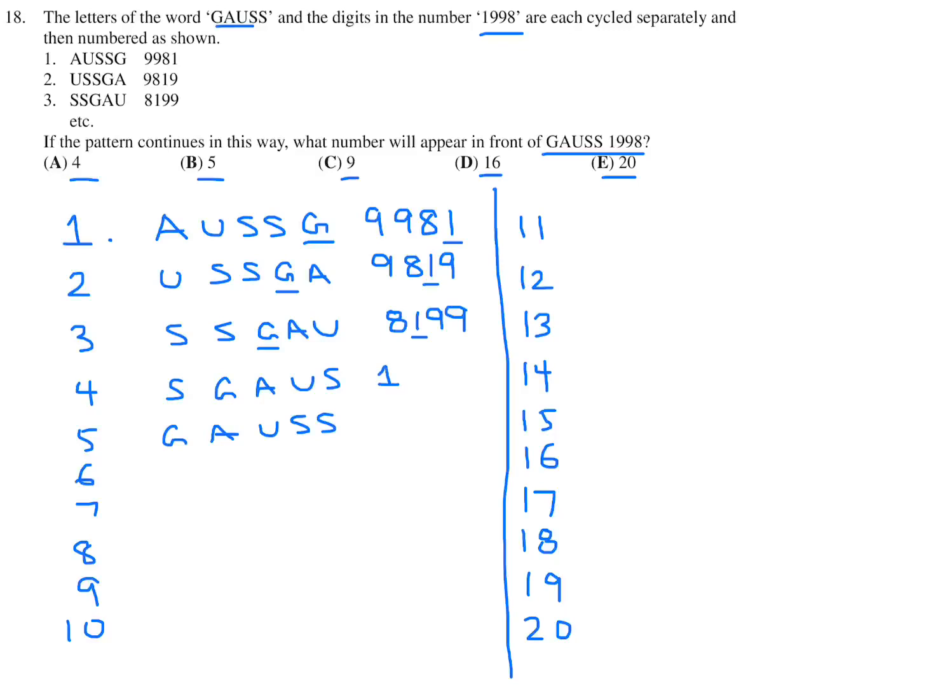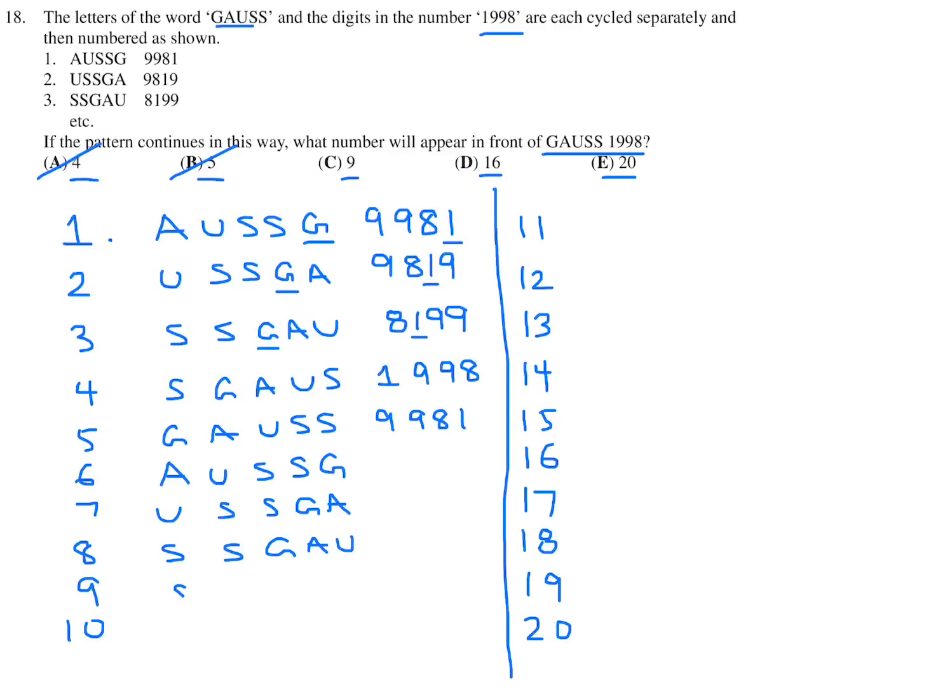This is going to be 1998, and this will be 9981. Oh, unfortunately, it didn't match, so I got to keep going. Well, the good news is we've eliminated those two, so let's just keep going here. A, U, S, S, G, U, S, S, G, A. Number 8, S, S, G, A, U.